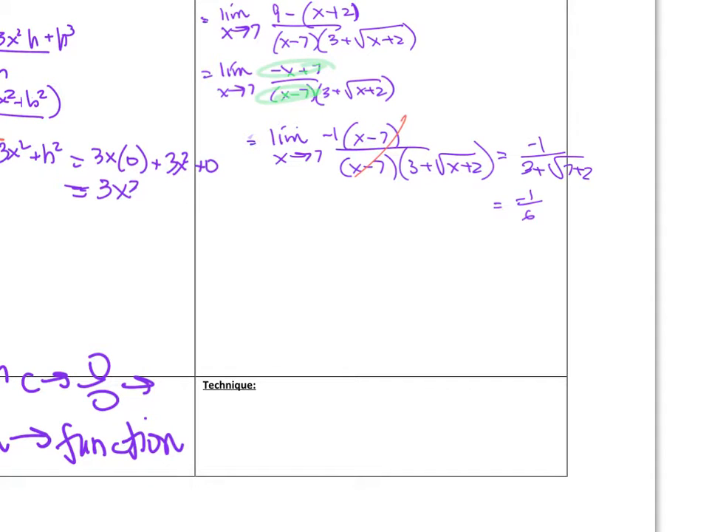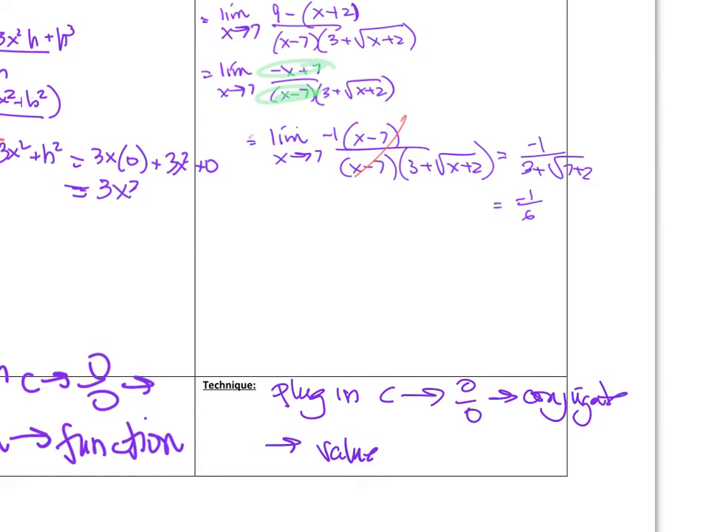So what did we do for our technique? We plugged in c. We ended up getting the 0 over the 0. So we used the conjugate, and we ended up with a value. And again, since we have that 0 over 0, it is discontinuous at the hole, where we were headed towards 7, and our output is negative 1/6.